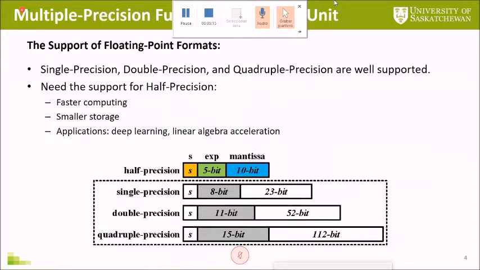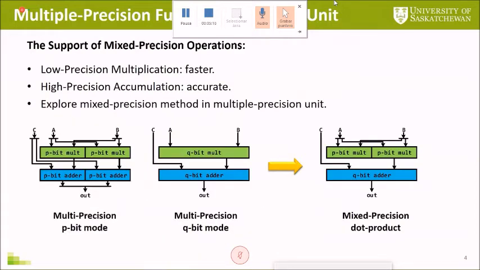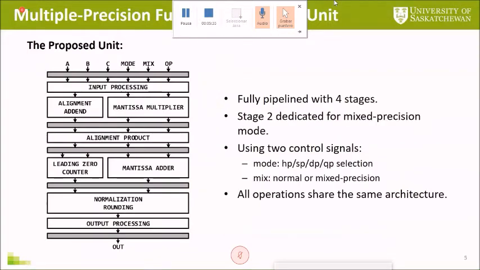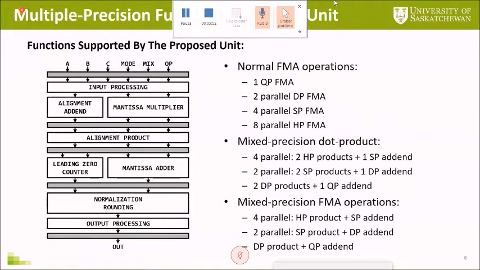So the support of mixed precision operation looks like this in a block diagram. On your right side, you can see p-bit multiplication and q-bit addition are mixed together. So I call this a mixed precision dot product. This is the proposed unit. This is the full pipeline with 4 stages, and we're going to use modes: half precision HP, single precision SP, double precision DP, quadruple precision QP. The mixed mode is normal or mixed precision. And this proposed unit can cover a lot of different FMA operations.